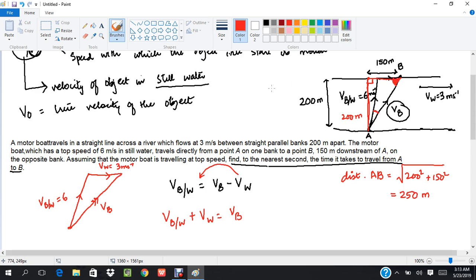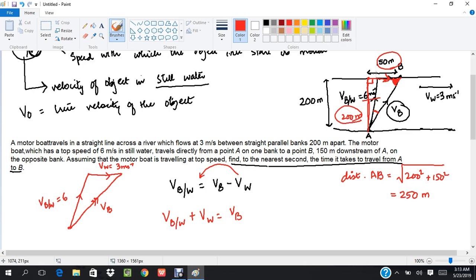One is the triangle of velocities that I have redrawn here as well. See, here is this 6 meter per second speed. Here is the velocity of water as well, and here is the true velocity. So this is the triangle of velocities. There's another triangle as well, and that is the triangle of distances. So we can see here very plainly, this is 150 meters, this is 200 meters, this is the line that connects A to exactly the opposite bank.